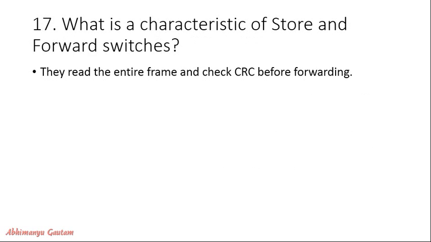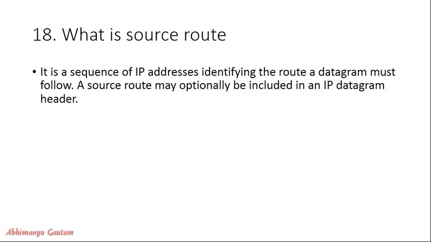What is the characteristic of store and forward switches? They read the entire frame and check the CRC before forwarding. What is a source route? It is a sequence of IP addresses identifying the route a datagram must follow. A source route may optionally be included in an IP datagram header.